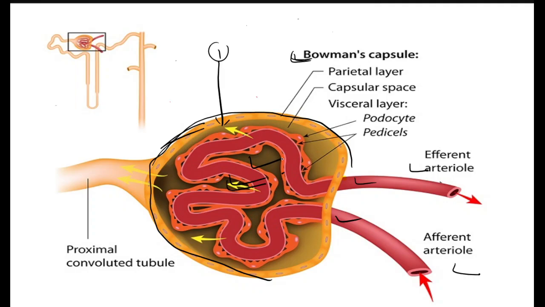Now these capillaries contain small pores on the wall which are known as the filtration pores. At the time of filtration, they help in the process of filtration. Now the Bowman capsule is the enclosing area of the glomerulus.